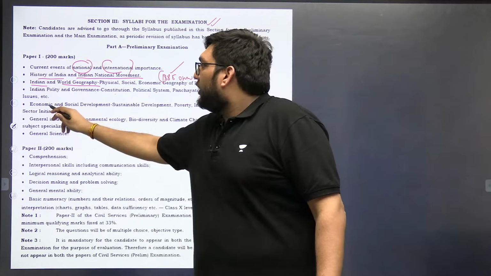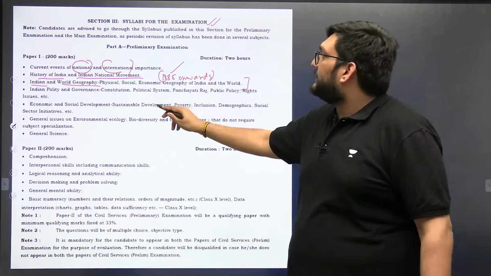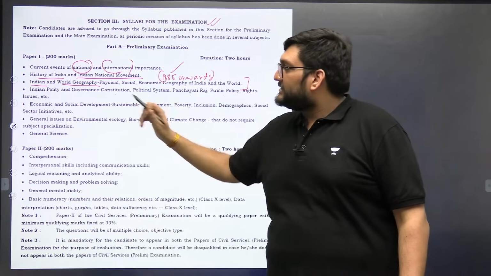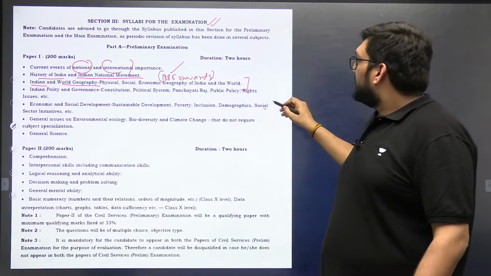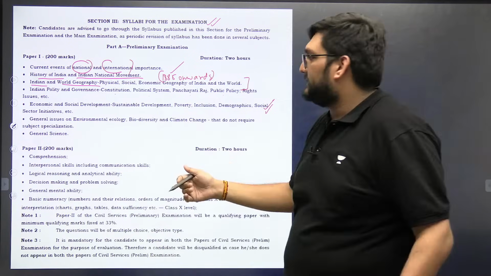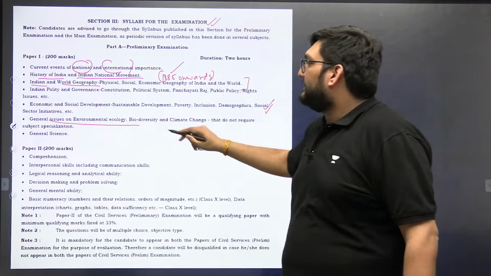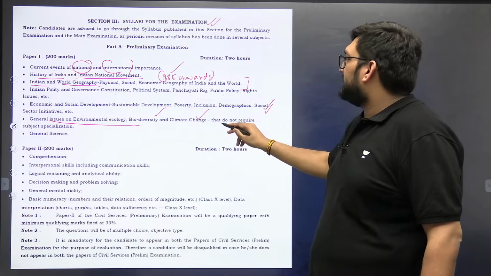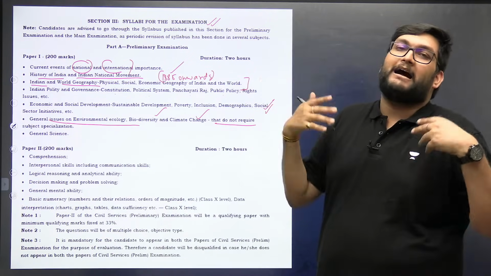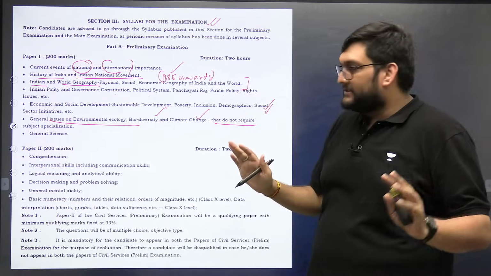Economic and social development, sustainable development, poverty, inclusion, demographic, social sector, initiatives, etc. Basically government schemes. So it is again indicated, again vague, meaning everything in that sense. General issues of environment, ecology, biodiversity, climate change. That does not require subject specialization. Basically, you don't need a master's in environment, but you should have understanding.